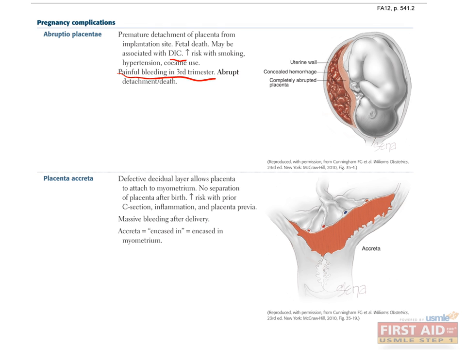When it comes time to deliver the baby and the placenta, it's basically stuck, and removing it can lead to massive bleeding. This occurs more often in patients who have had a prior C-section or who have had placenta previa.